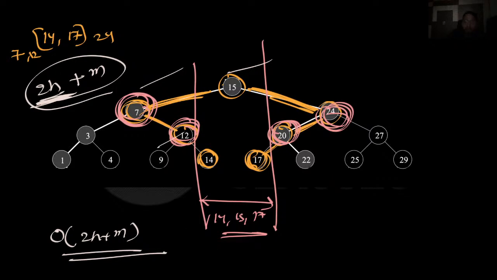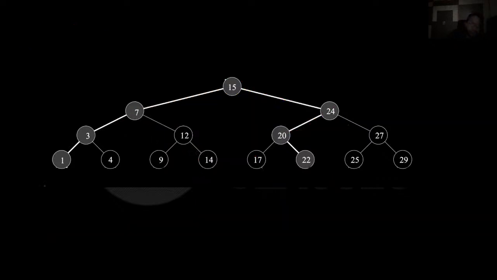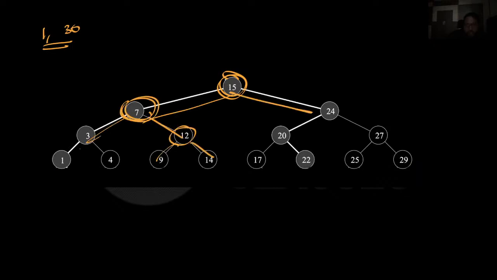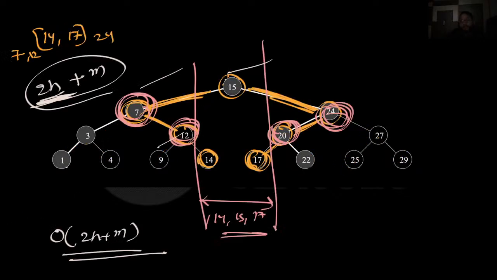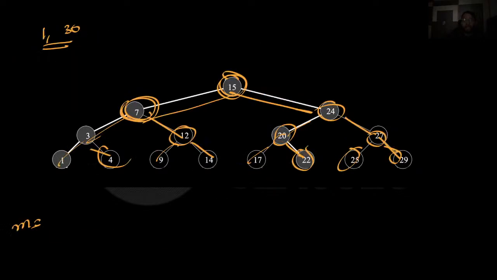Suppose you have some range which is, let's say, 1 to 29 or 1 to 30 or something like that. Then since this is in your range, actually everything is in your range, you will go left and right both. For every node you will go left and right both. So here the M is too much, that's fine. Earlier the M was much less, that's also fine. But anyway, at every level you are visiting 2H nodes.